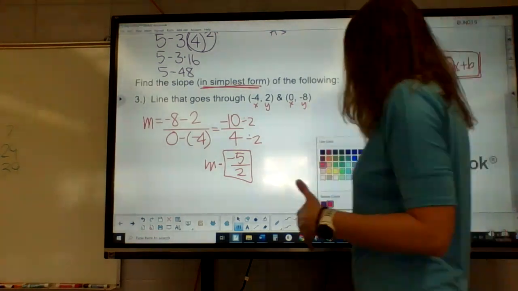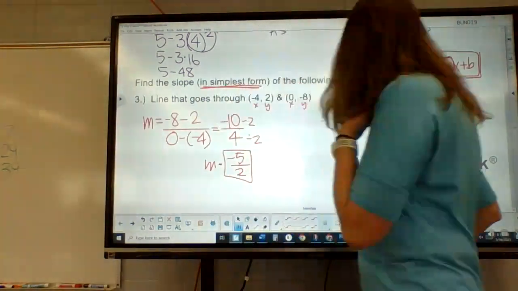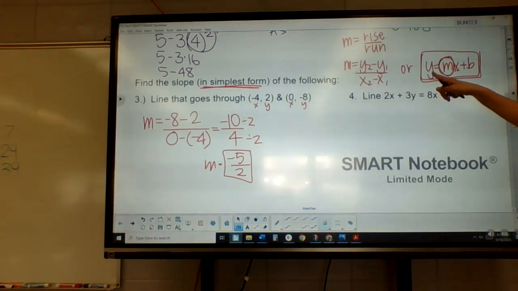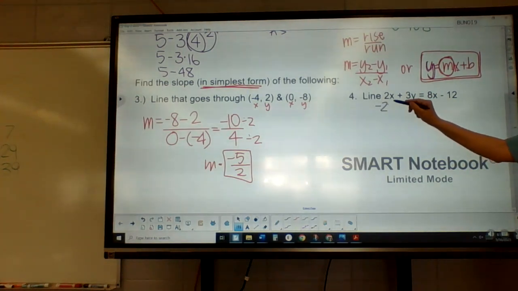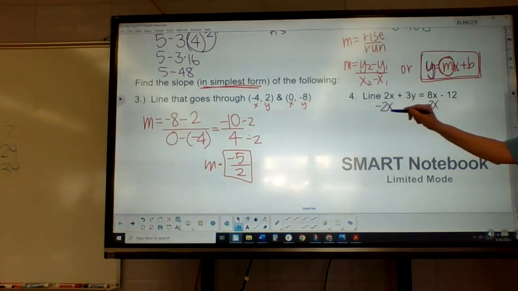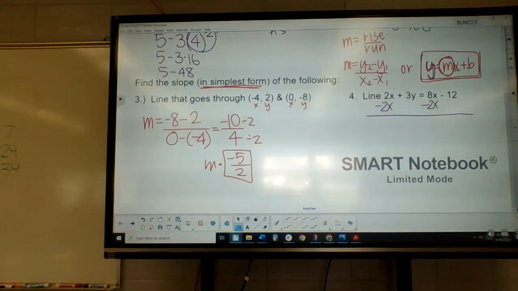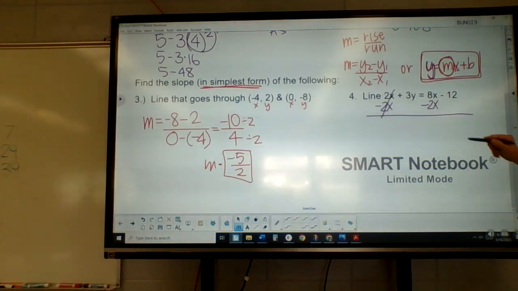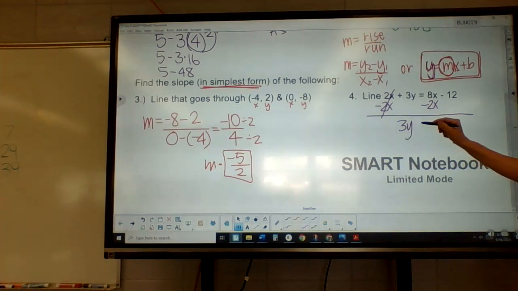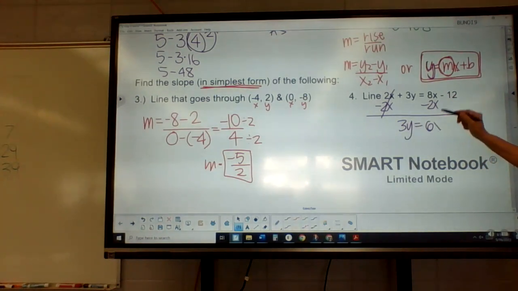So I'm going to move some things around here. What do you guys want to move first? I want to get it to be y equals, so what do you want to move? 2x. I would agree with moving 2x. So we're going to subtract it from each side. So I'm left on the left side with a 3y. This is a 6x, 8 minus 2.